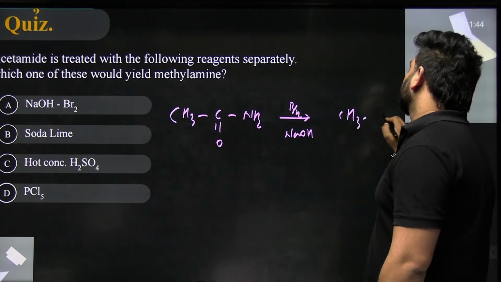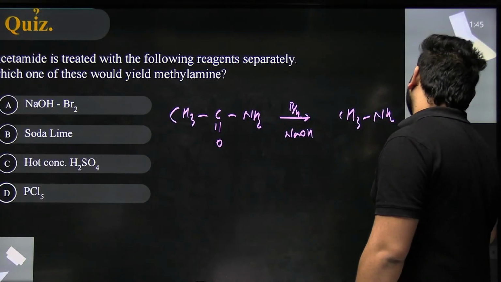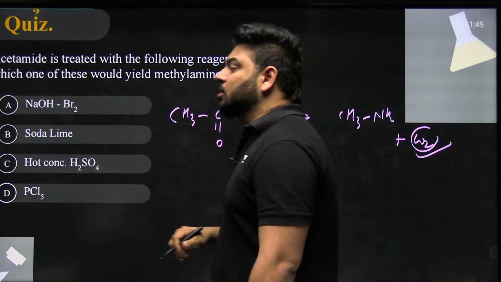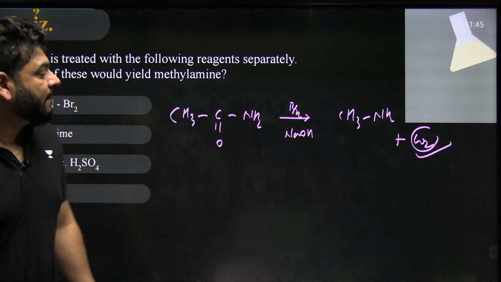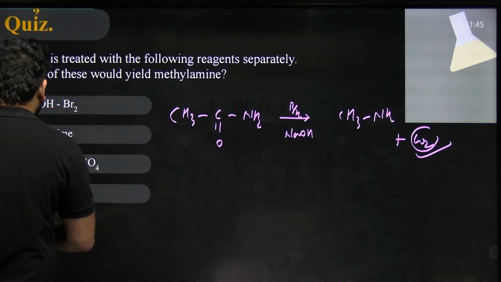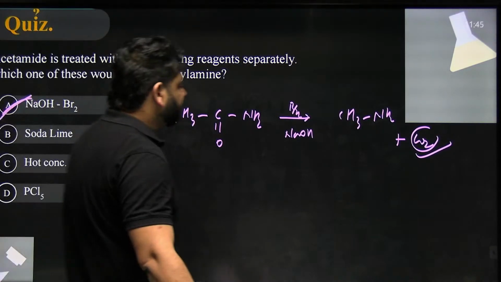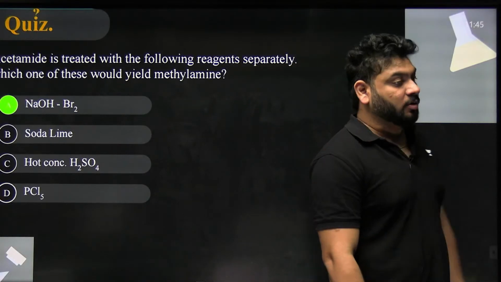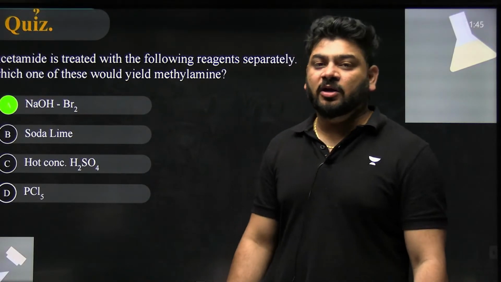Methylamine, CH3NH2, along with the evolution of CO2 gas that combines with sodium, forming Na2CO3 and 2NaBr. So the correct answer should be NaOH and Br2. It can also be written as NaOBr, because sodium hydroxide with bromine forms NaOBr.